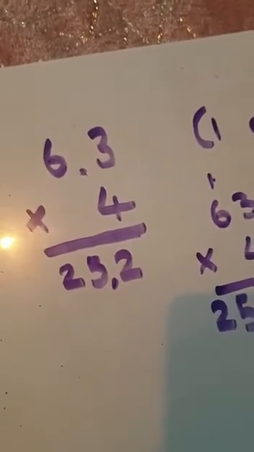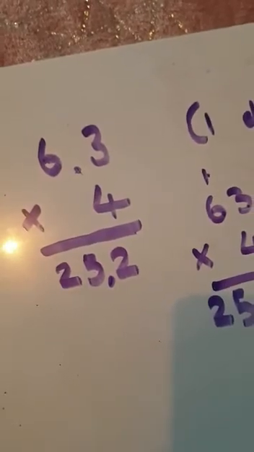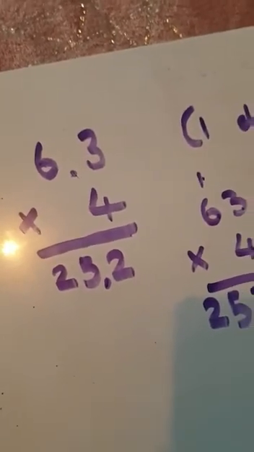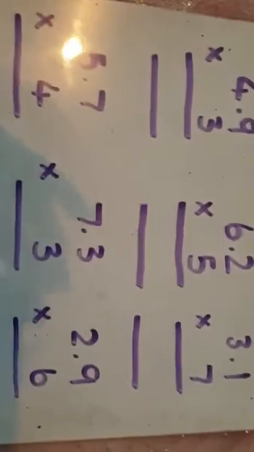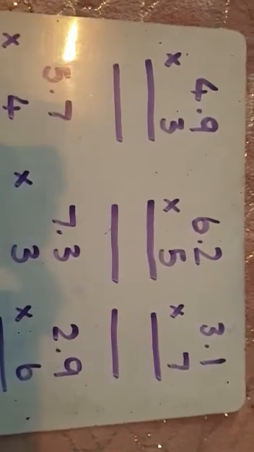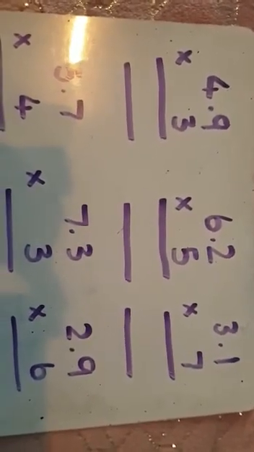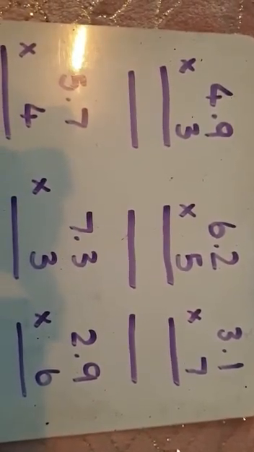Okay, so now you are able to multiply a decimal tenth by a whole number. I've written some down. I'd like you to practice and upload to Seesaw so Miss Rogers can have a little look. Don't forget your workings out.